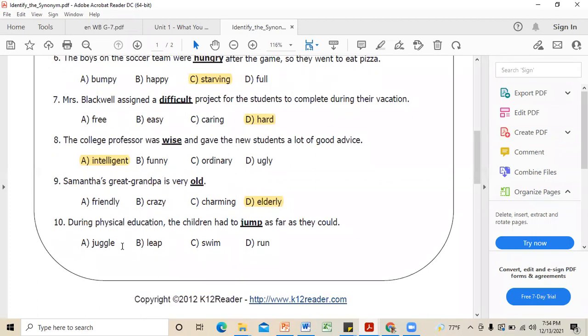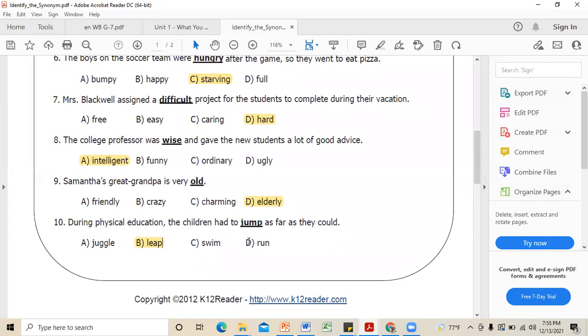Right. So the 10th one or the last one, I would give it to anyone who would like to try first. You can take it. Okay, Ishini, right. During physical education, the children had to jump as far as they could. During physical education, the children had to leap as far as they could. Yes, very good. So you need to jump. So what we mean by jump is same as leap, right?